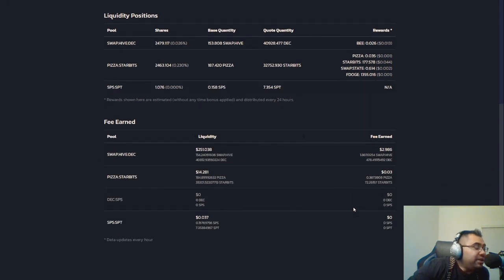Okay, now here is the cool new feature, and probably the coolest update that I have seen. And you can now see the fees that you have earned over time.